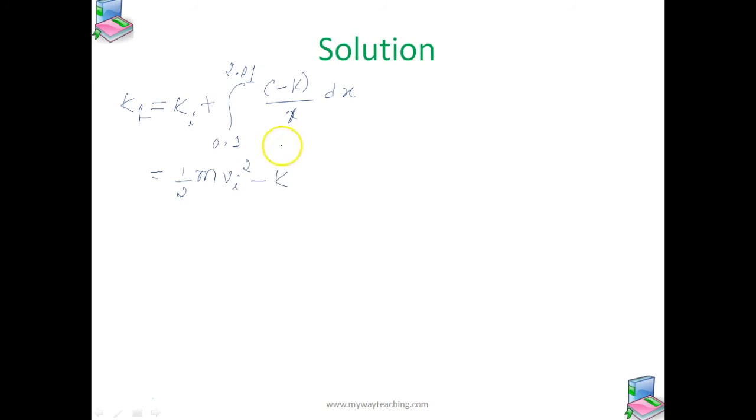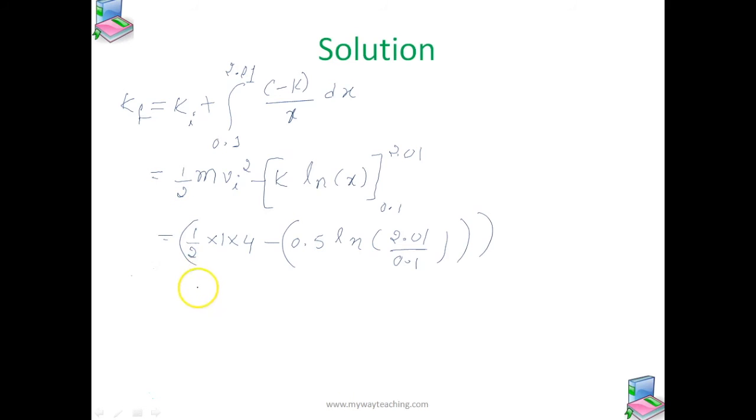So here we can take minus k outside. The integration of 1 by x is ln x. We know that, isn't it? So here the range is given by 0.1 to 2.01. Okay. So here they have given the velocity as well as the mass. Mass is 1 kg and velocity is 2 meter per second. So half into 1 into 4. Okay. So minus of the value of k, it is given as 0.5 joules, isn't it? And ln of 2.01 by 0.1.